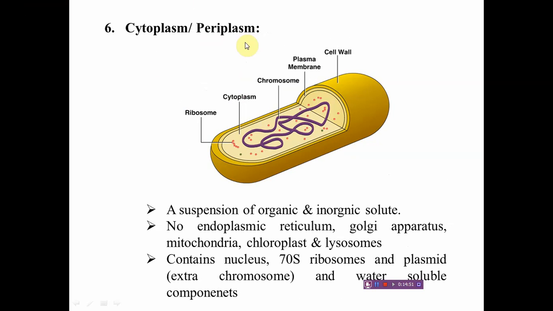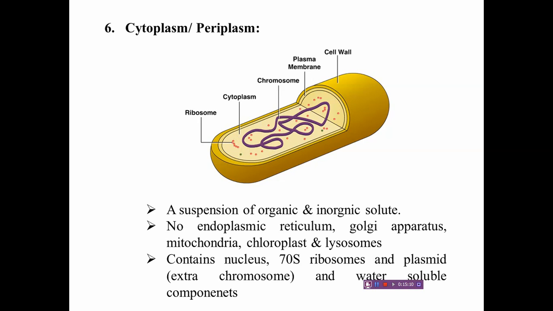Then we have the cytoplasm or periplasm. It is a suspension of organic and inorganic solutes. There are some organelles present, like the ribosomes. So here ribosomes are shown. These are 70S ribosomes, and they are the sites where protein synthesis occurs.